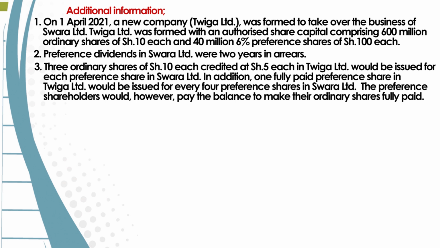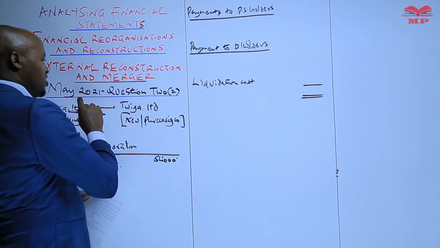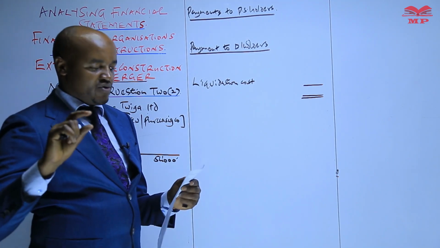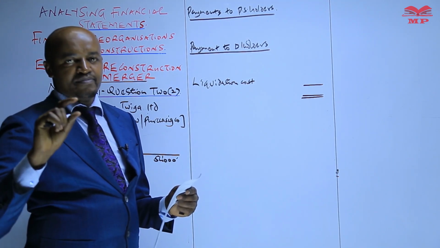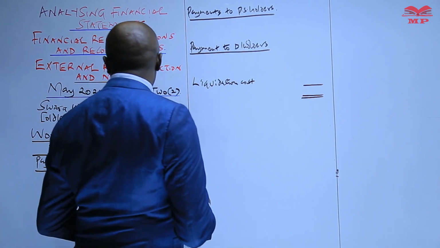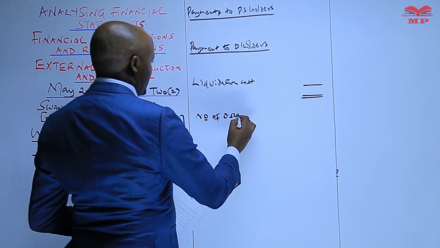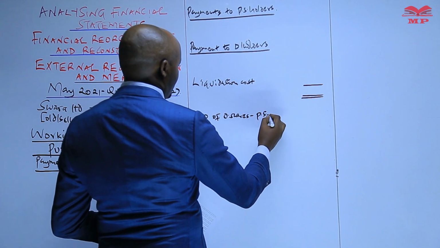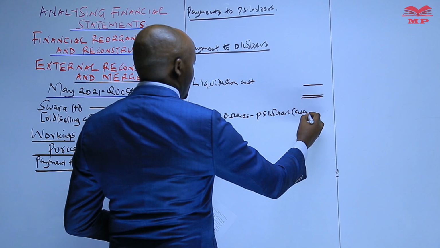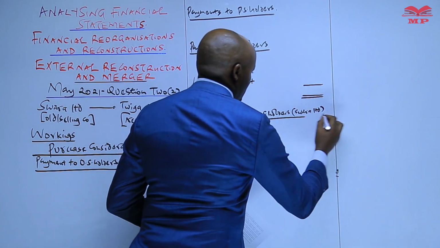So basically what you are told is that this company here, which is Twiga, will have to issue a number of ordinary shares to the preference shareholders of what? Swara. So why are the preference shareholders of Swara issued with the ordinary shares by the new company? It is for them to be paid. So therefore, what we need to do there is to determine the number of ordinary shares which were issued to the preference shareholders of the old company, that is Swara Limited. These shares are automatically issued by the new company.